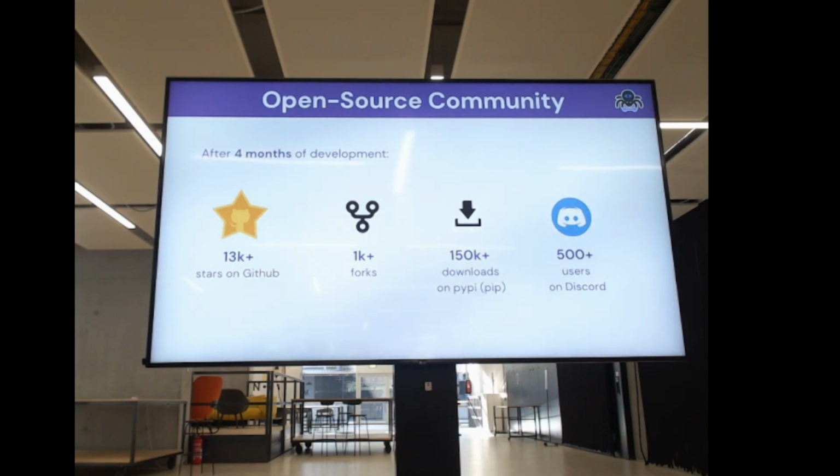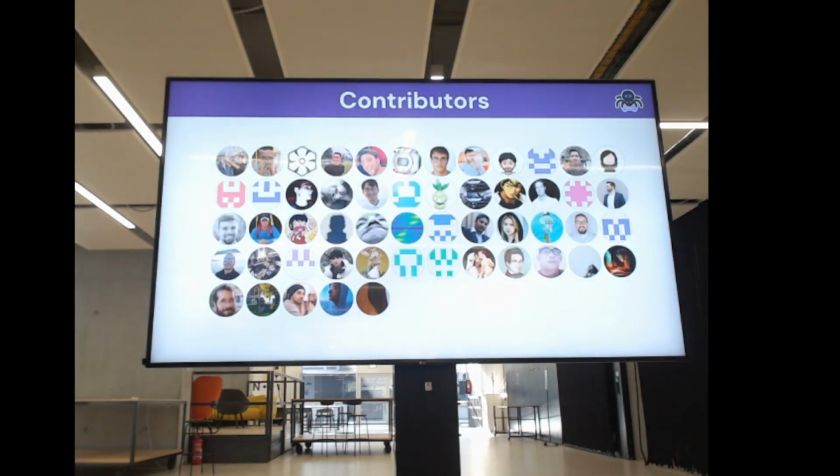And yeah, these are some stats. After 4 months, we had 13,000 stars on GitHub, more than 1,000 forks, 150,000 plus downloads on PyPI. So basically, people who downloaded the library and installed it on their laptops, and more than 500 users on Discord, plus other users on social media. So these are all the contributors, let's say, of the GitHub repository. So yeah, if you want to contribute, you will appear here, basically.